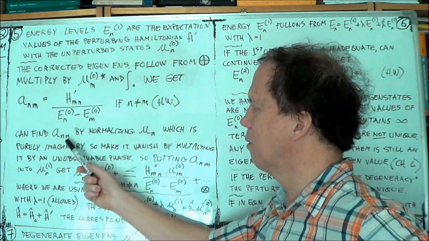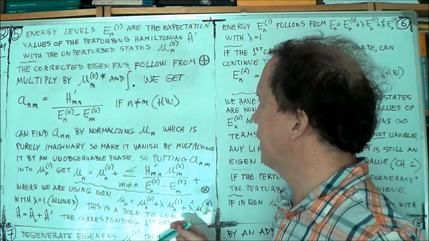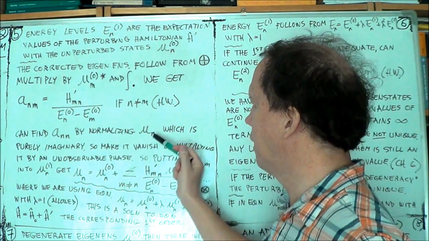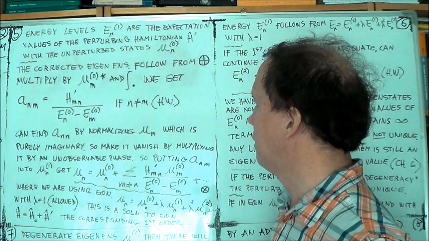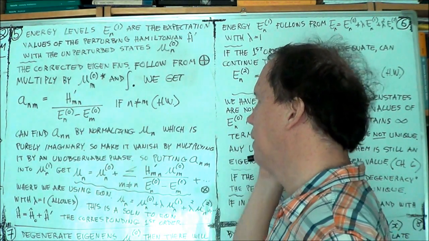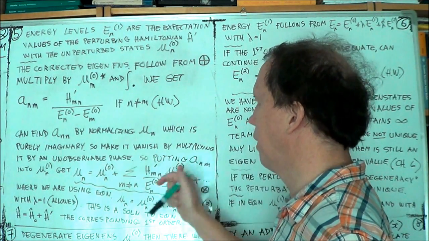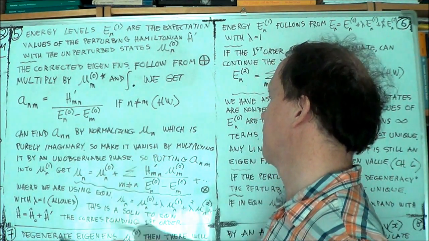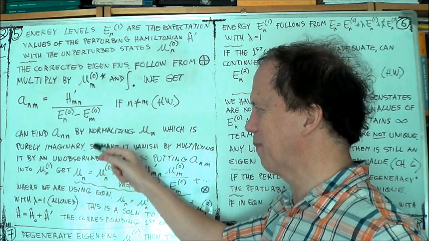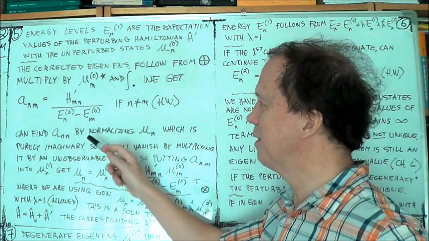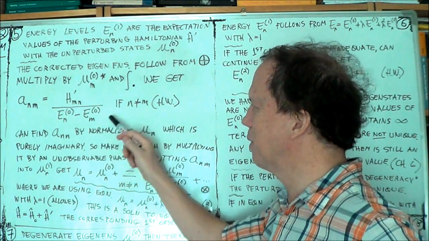Now what about, got one left over, one case left over. What happens when n and m are equal? Well, you can normalize the UN, and you'll find it's purely imaginary number, and you can make it disappear by multiplying it by an unobservable phase. Now, that didn't seem to me obvious. It's an introductory course, right? So this is another bit of an iceberg.